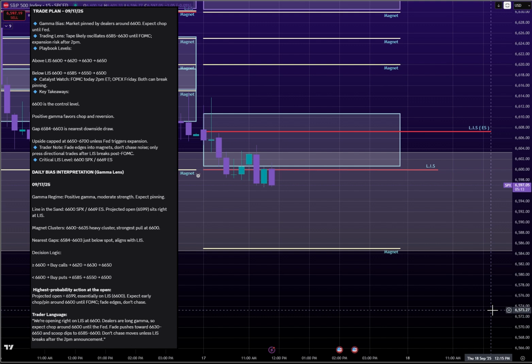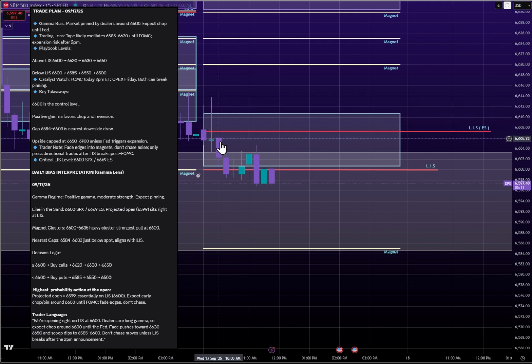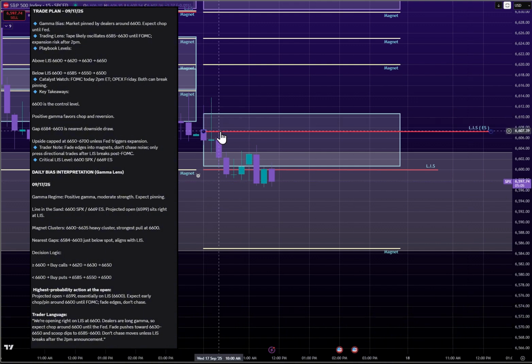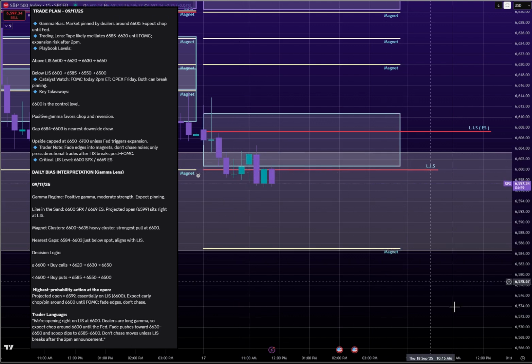If we did take a trade before 2 p.m., we knew that 6,600 was the control level, and the move should be toward the LIS in anticipation of a break. That's it, LIS and magnets. But this is where the edge really compounds.